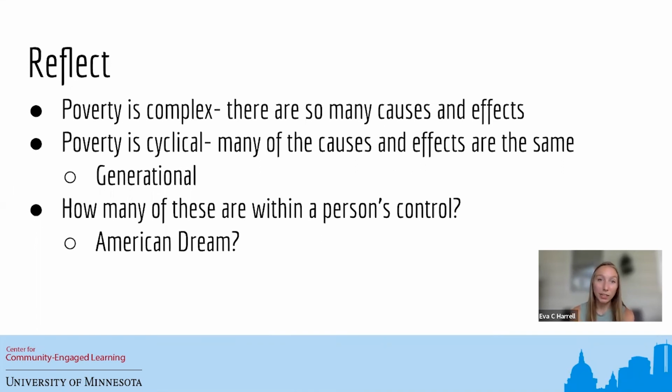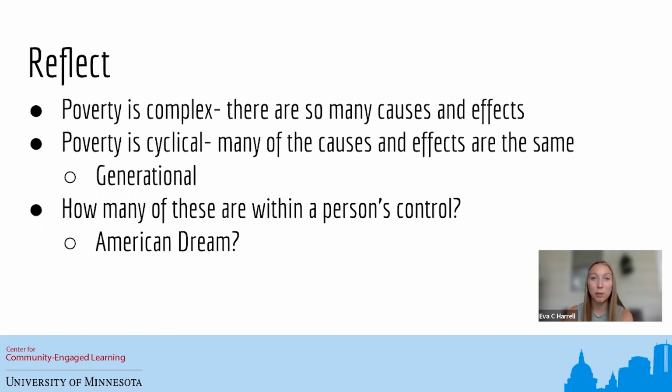And then the reflection question that I'm going to ask you all to answer before you jump on to doing this activity on your own with another social issue is, how many of these are within a person's control? So thinking back to that aspect of the American dream. We've all heard the idea of being able to pull yourself up by your bootstraps. Looking at the tree that we created, and I'll go ahead and post the slide on here as well, or thinking about other ideas that you have about the causes and effects of poverty, how feasible is the American dream?